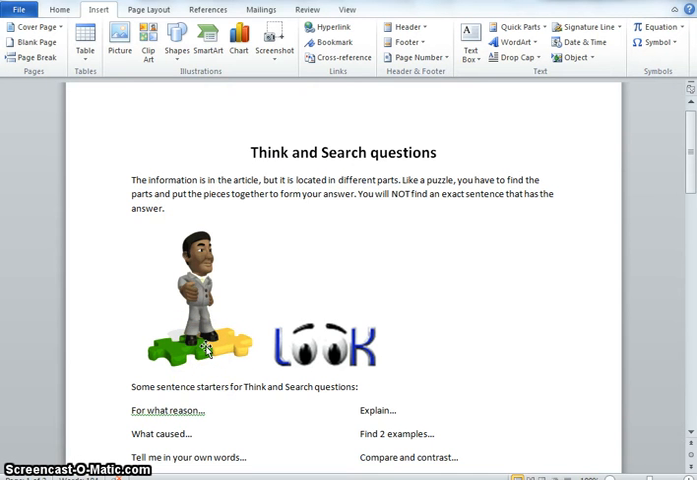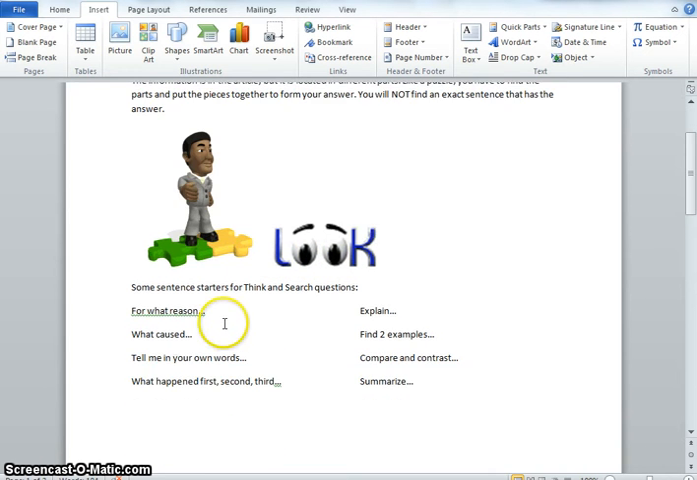to form your answer. I noticed that some of you are looking in the magazine or looking in the article for an exact answer, and you're spending quite a bit of time doing that. The answer is not directly stated in the text. You have to put the pieces together to form your answer, okay? This is our little icon to help us remember that it's like a puzzle piece and you have to look at the different parts to come up with your answer.